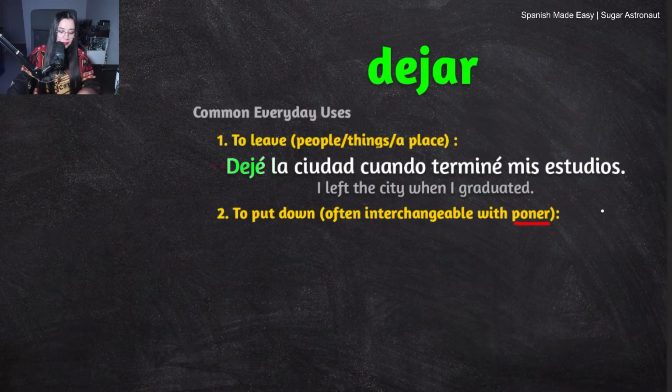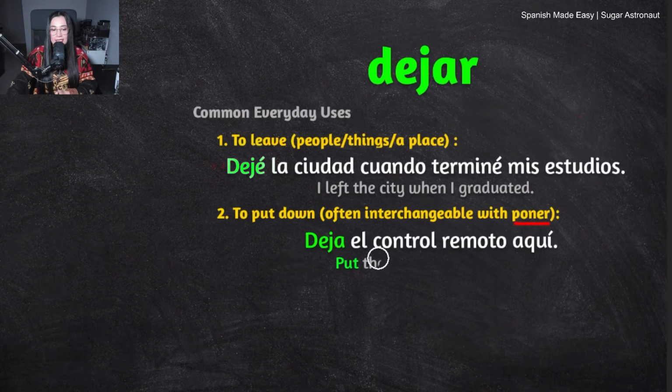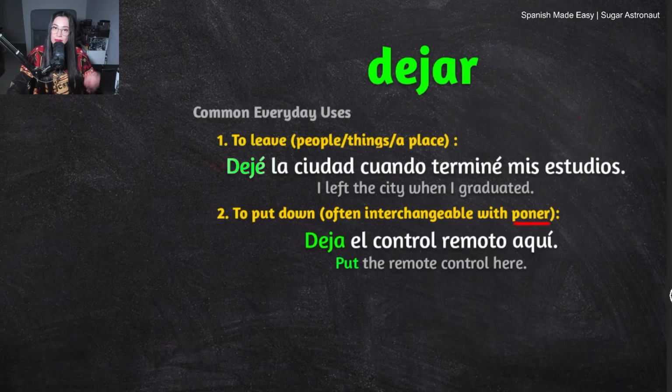Let's look at an example when using dejar, when it means to put down. Deja el control remoto aquí. Deja el control remoto aquí. This means put the remote control here. So technically, someone is saying put the remote control somewhere. It could be on a table, it could be somewhere else, but essentially you're saying put that down over here.